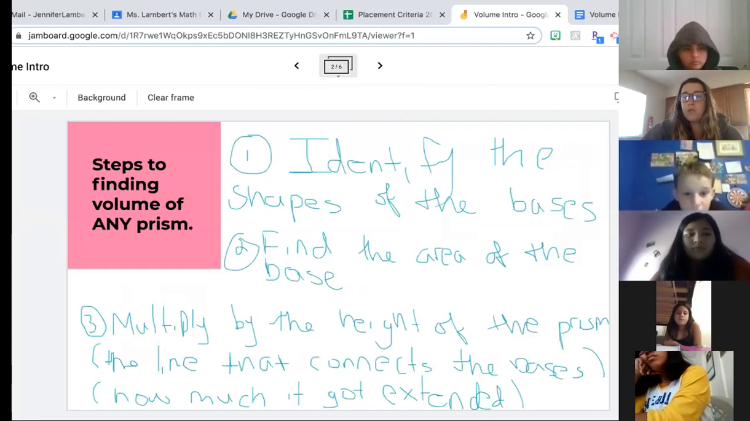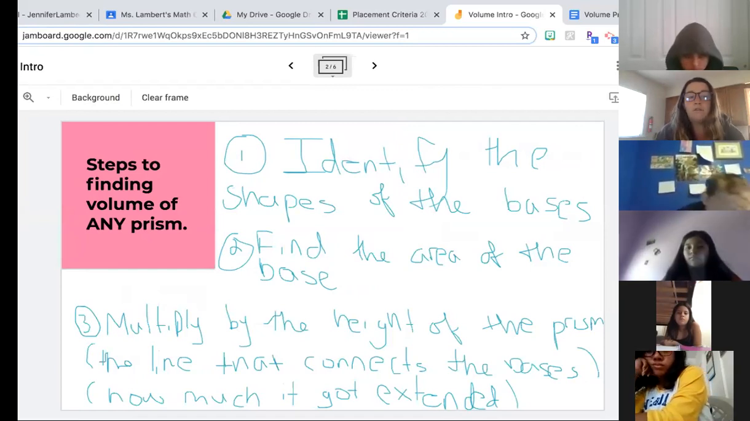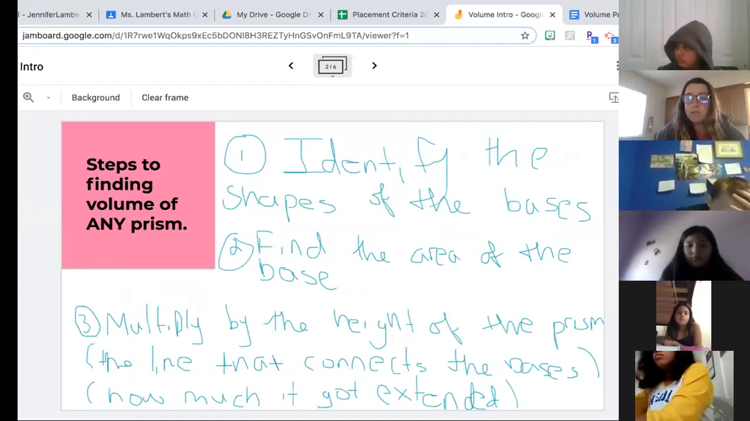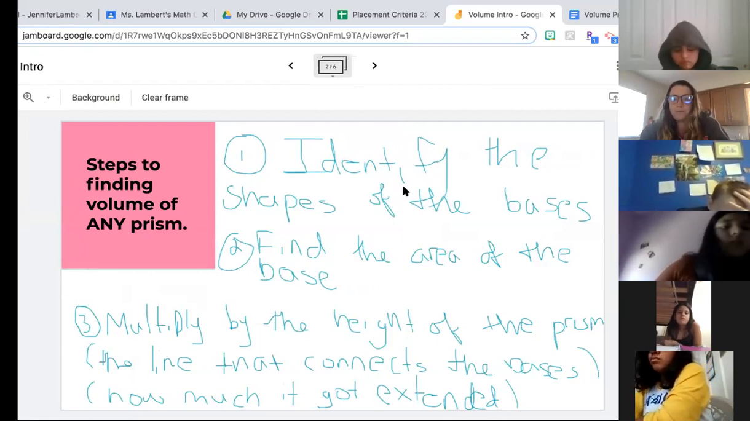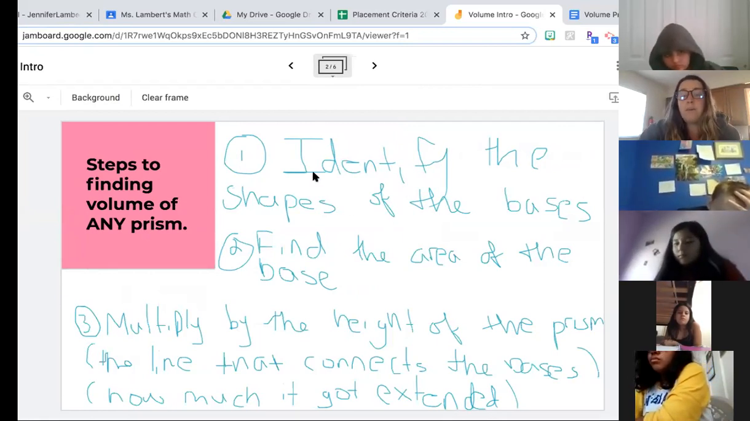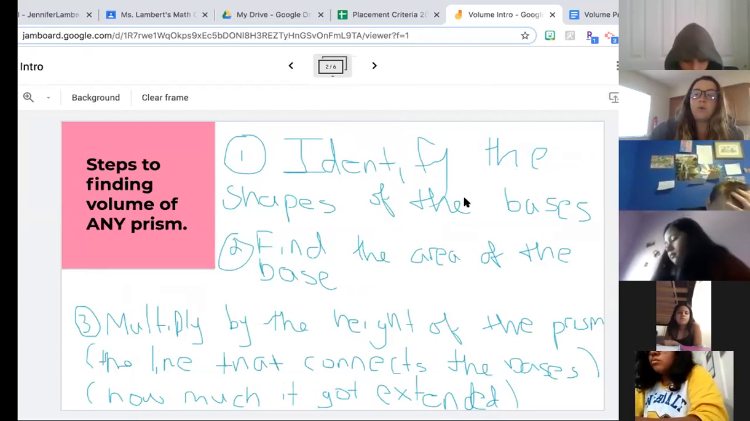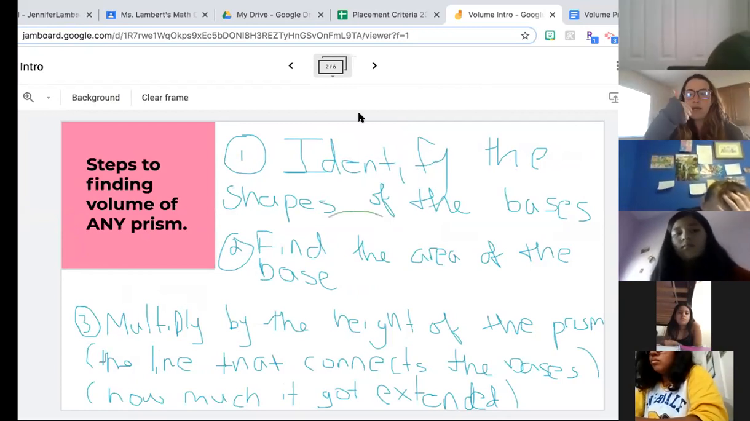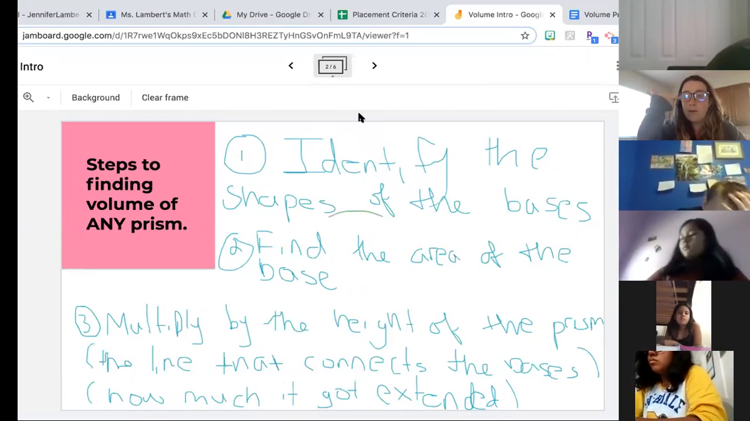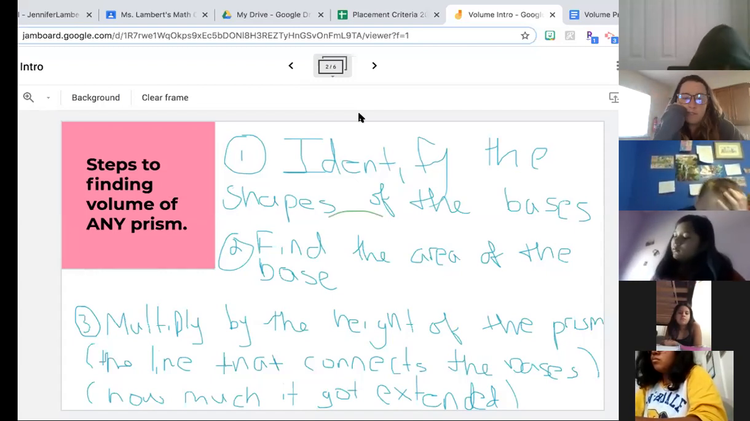So you need to, this is the only writing we have because we have something new. So steps to finding volume of any type of prism. So I would write these down. So the first step is to identify the shape of the base. So you need to be able to know what shape it is. So whether it's a rectangular prism or a triangular prism, or you could even have a trapezoidal prism.